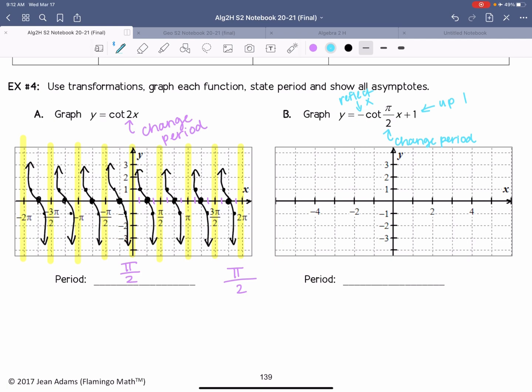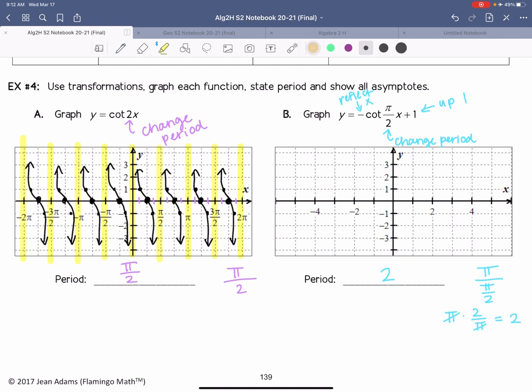All right, so let's go ahead and change our period. So standard period is pi. We're going to divide it by whatever's being multiplied by x. So we're going to divide by pi over 2. Keep change flip. So keep pi times 2 over pi. Pi's will cancel, so we get a period of 2.